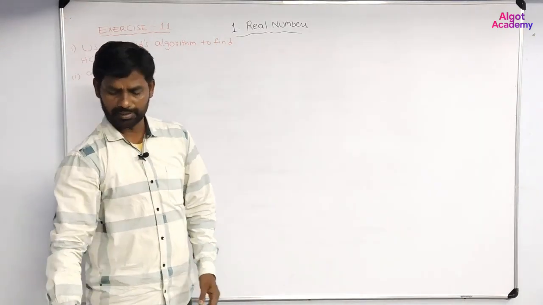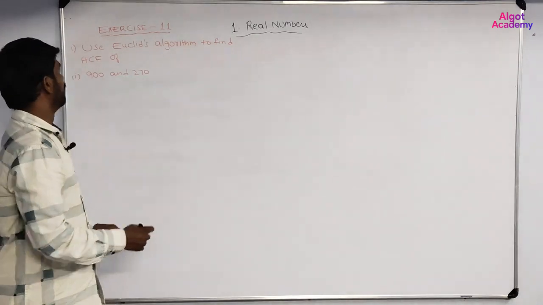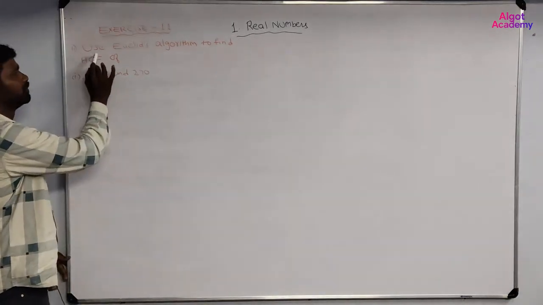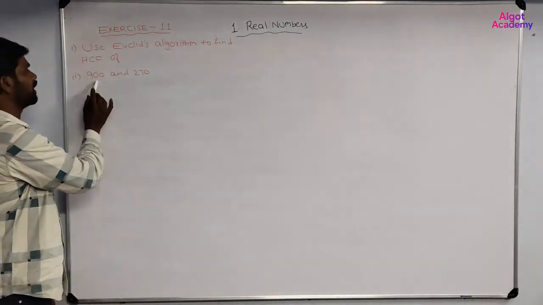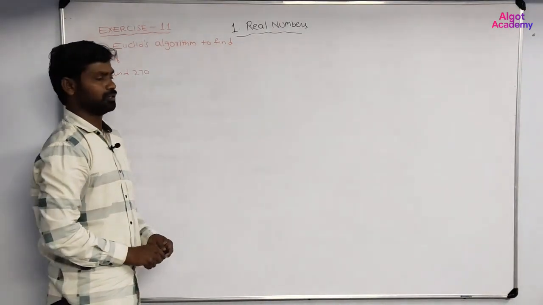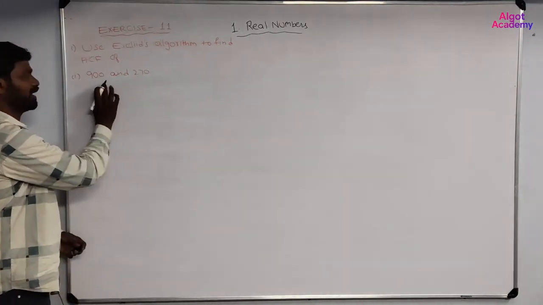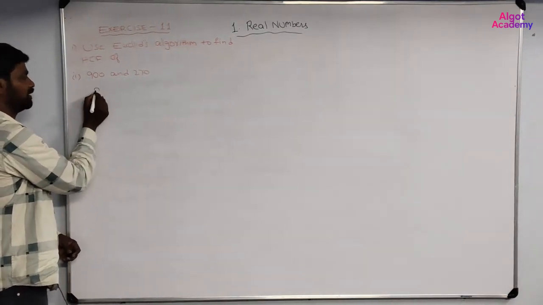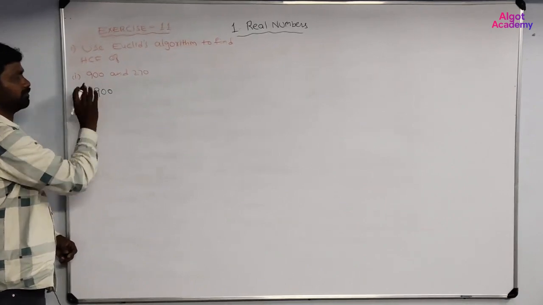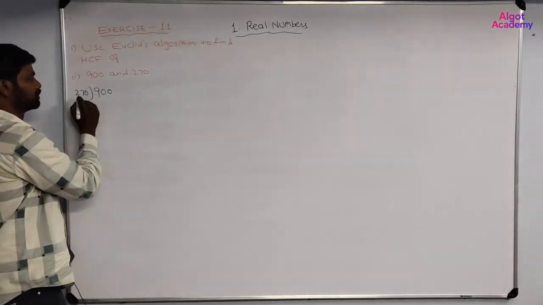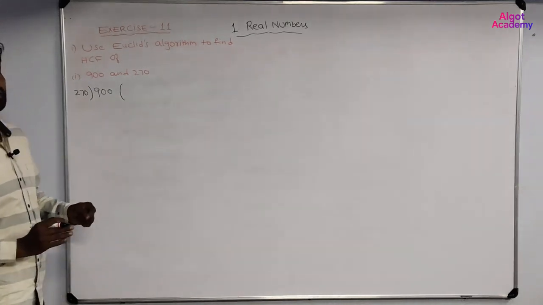Okay, students, let us solve the questions of exercise 1.1. First, use Euclid's division algorithm to find the HCF of 900 and 270. So the first question is, we have to find the HCF for the numbers 900 and 270. 900 is the biggest number and 270 is the smallest. So 270 is the divisor, 900 is the dividend.